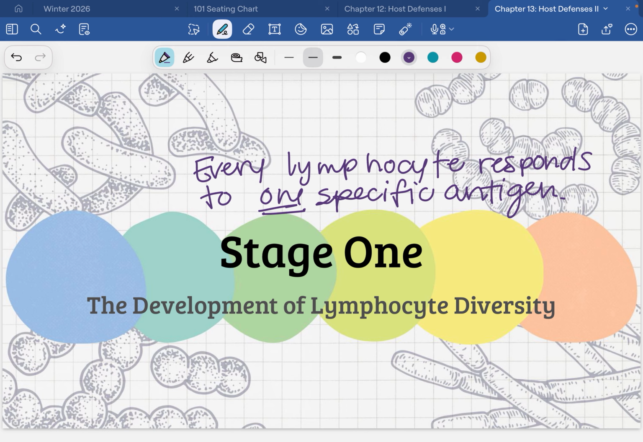It is specific. And it is estimated, remember you don't have to remember numbers, but it is estimated that each human produces B and T lymphocytes with 10 trillion different specificities. So floating around inside your blood right now, you have 10 trillion different lymphocytes that each respond to one antigen. It's like the definition of specializing, right? Instead of having a few lymphocytes that respond to a bunch of different stuff, you have one that responds to one specific thing and only that specific thing. And that is the key to all of this adaptive immune system.